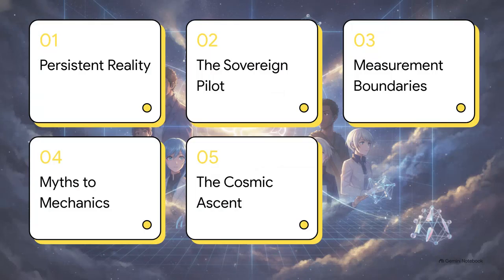So here is our roadmap for this explainer. First, the illusion of persistent reality. Then, enter the sovereign pilot. Third, the 7 measurement boundaries. After that, archons, myths to mechanics. And finally, the initiate's cosmic ascent.